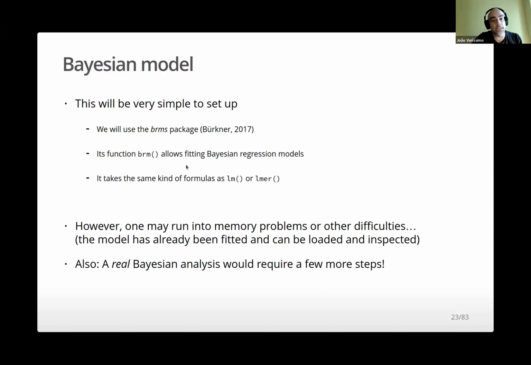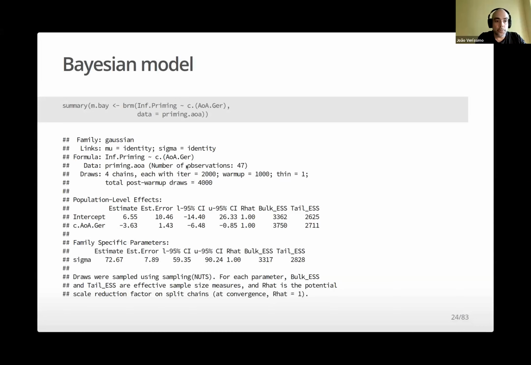I'm not saying that in order to actually run and report a Bayesian analysis in a paper, all you need to do is write this one command. There are a number of steps involved, and if you want to move into this world, you'll need to get acquainted with a complete Bayesian workflow, so to speak. For introductory purposes, I think this will do for now.